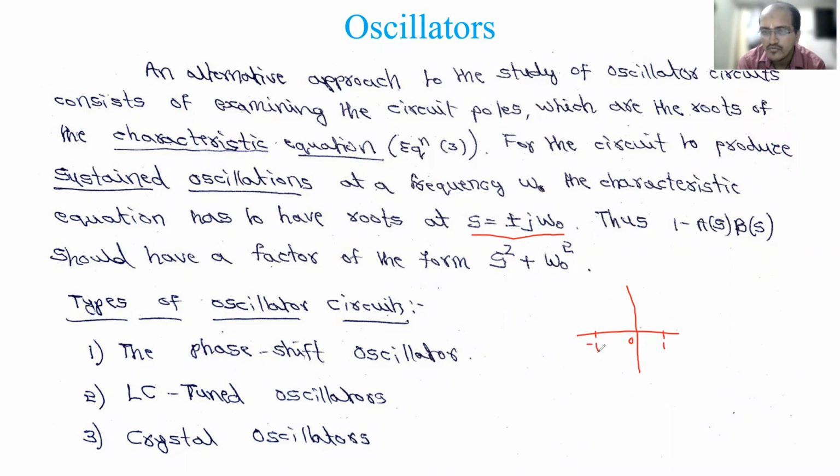These are the poles, and based on the poles your waveforms will be generated. So the poles are uniform, and that means it is giving sustained oscillations. If here it is at 2 and here it is 1, it is not uniform because it is not satisfying the criterion plus or minus j omega. In this way also you can state the sustained oscillation criterion. Thus 1 minus A of s into beta of s should have a factor of the form s square plus omega naught square. So the characteristic equation should come in this form, then it can produce sustained oscillations.